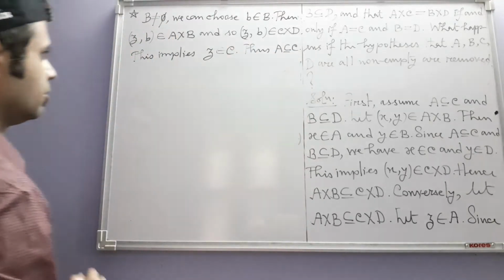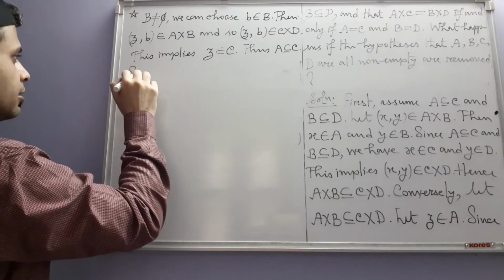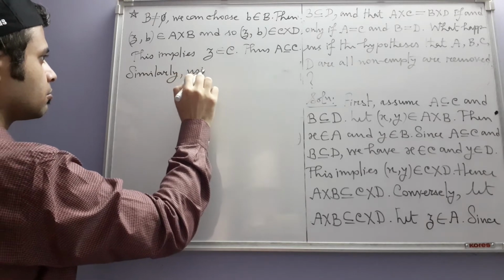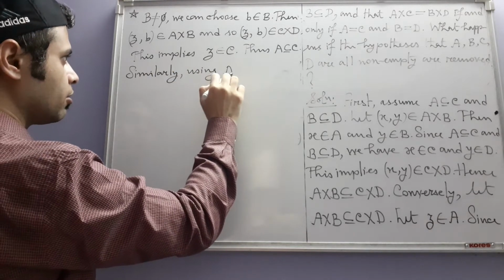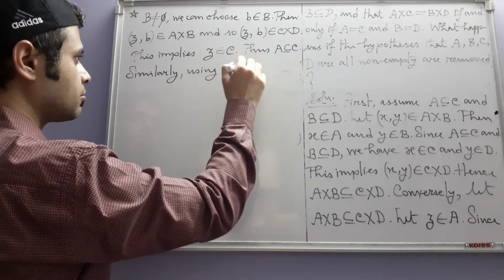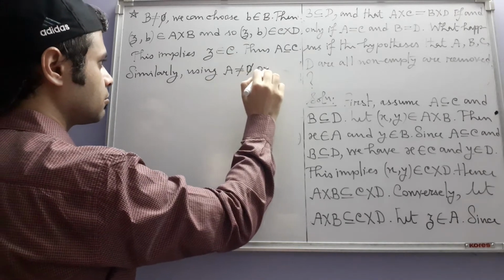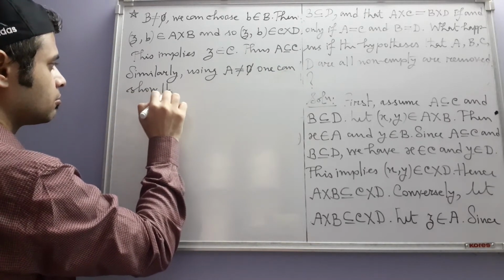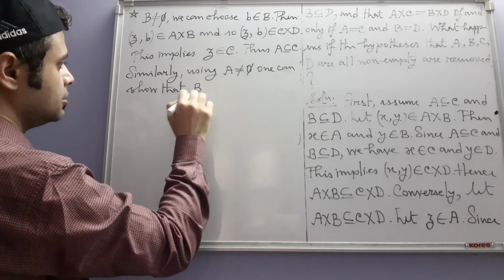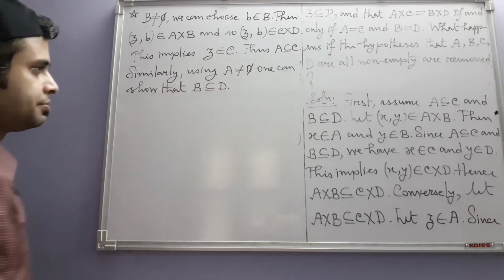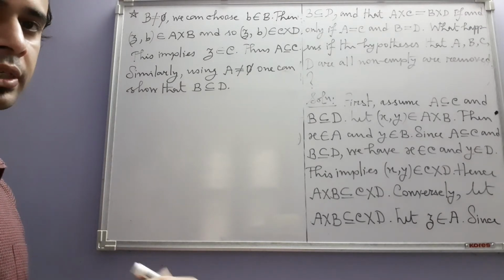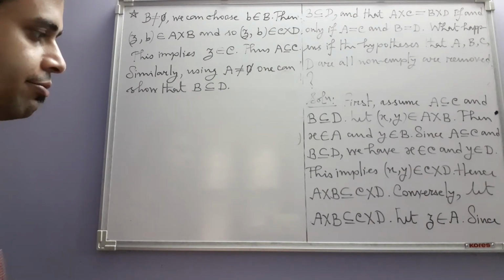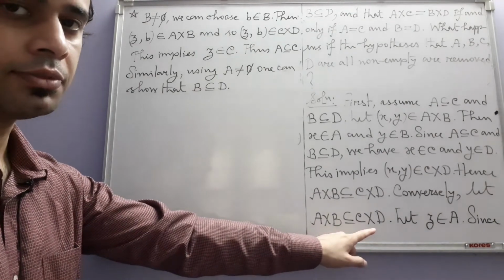Thus A is a subset of C. Similarly, using the non-emptiness of A, one can show that B is a subset of D. So we have now proved both the directions: A is a subset of C and B is a subset of D if and only if A cross B is a subset of C cross D.